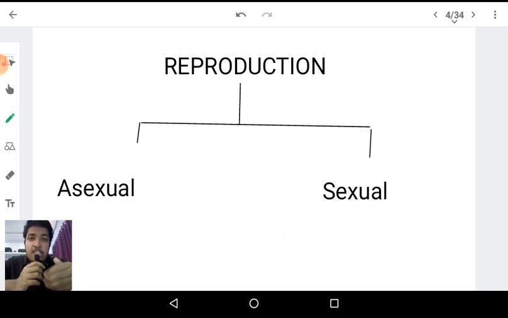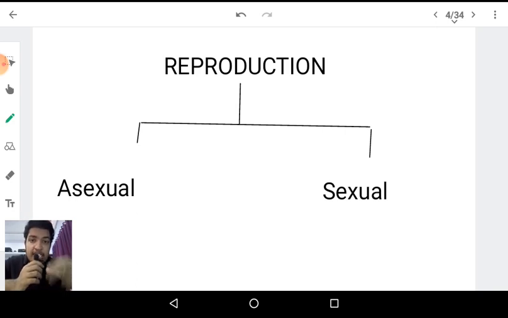Reproduction is the process of producing new organisms which are similar to the parent organisms. The process of reproduction is broadly of two types on the basis of the number of organisms which are taking part in the process. If only a single parent is involved in the process of reproduction, then it is known as asexual reproduction. And if two parents of opposite sex or gender are involved in the process of reproduction, then we call it sexual reproduction.